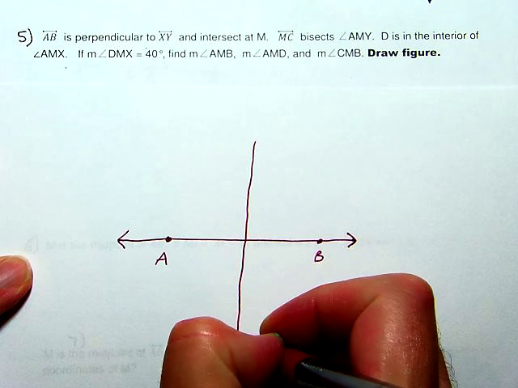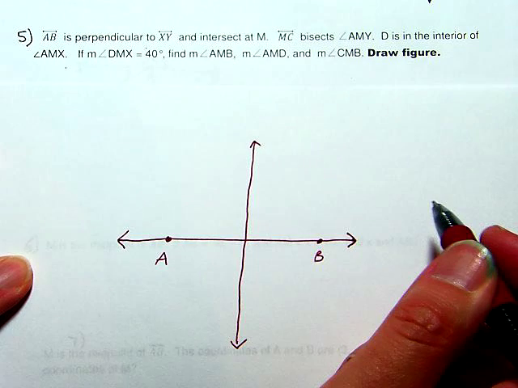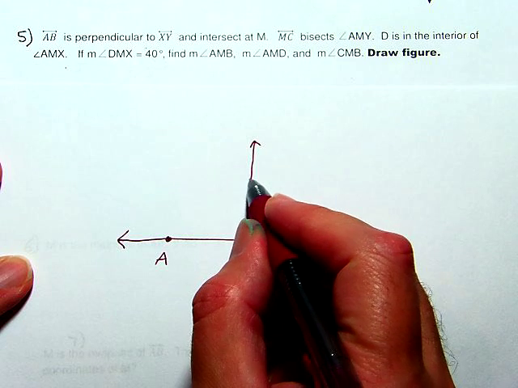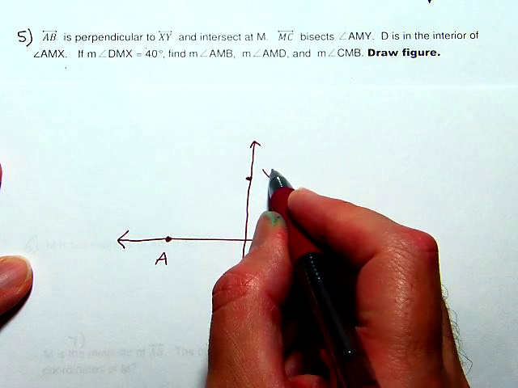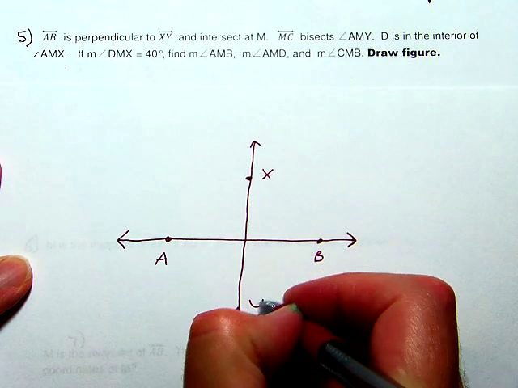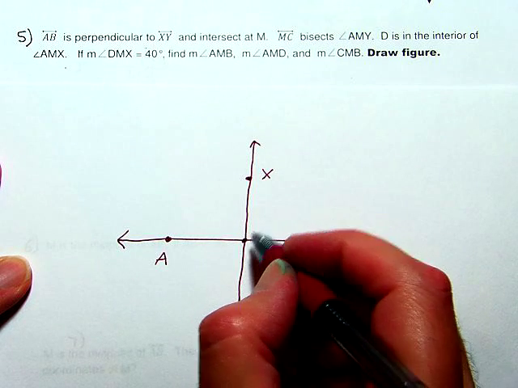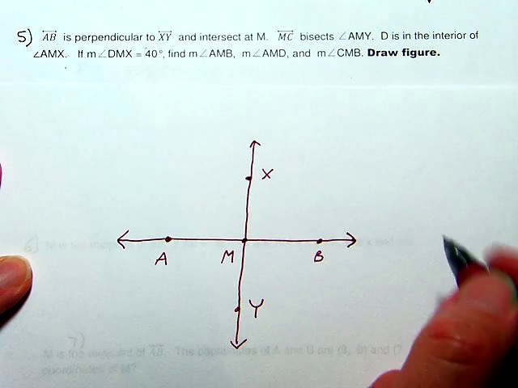Notice, I don't really need to use a ruler to do this. This is an illustration. It's a sketch. It's okay to draw this just using freehand. So we've got line XY, and I've just chosen to put X and Y on opposite sides of the intersection, which is point M. Okay, good.